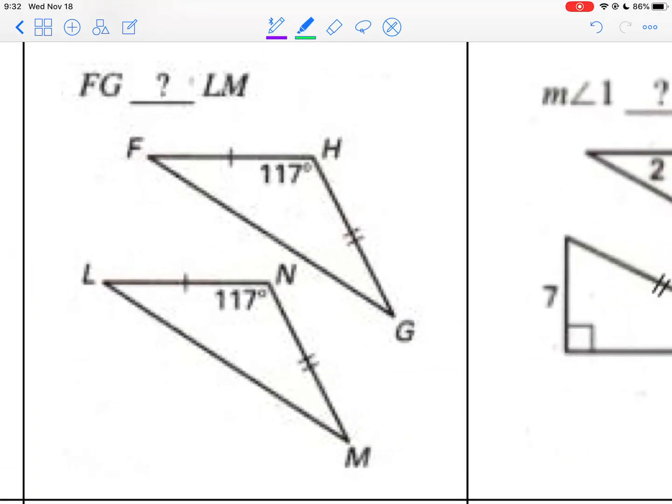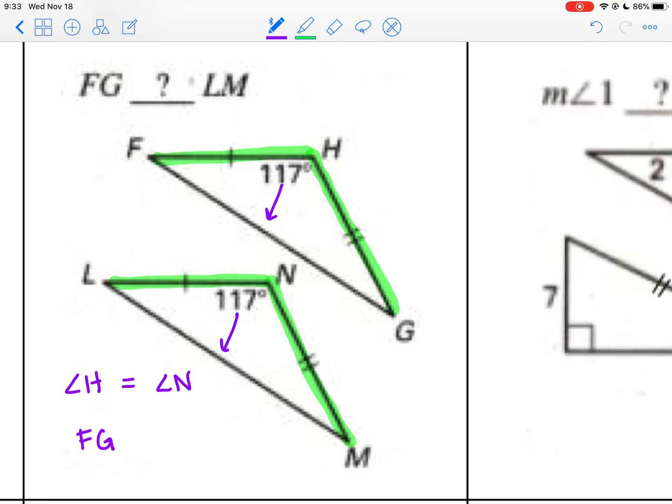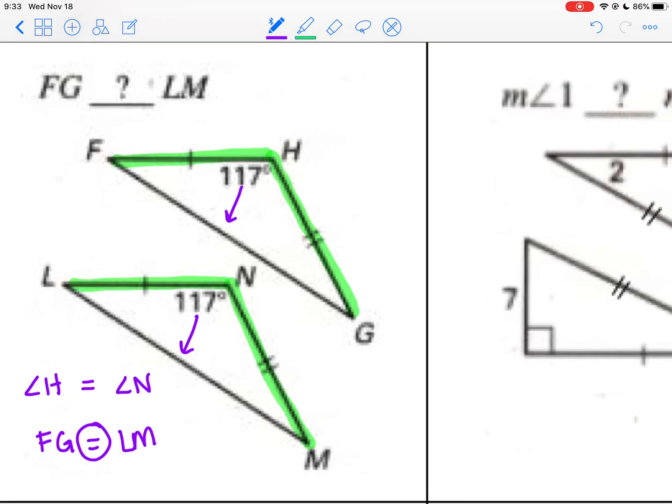All right, looking at our next one. So we're going to figure out where the hinge is by looking at those two sides. So the angle that we're talking about is the one where those two sides meet. All right, so here those two angles are angle H and angle N. So I'm going to look at the relationship between H and N. So H is 117, N is also 117. So since those angles are equal, the sides opposite, FG and LM, are also going to be equal. So it's going to match whatever that angle relationship was.